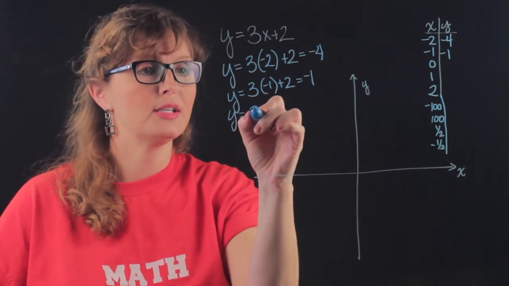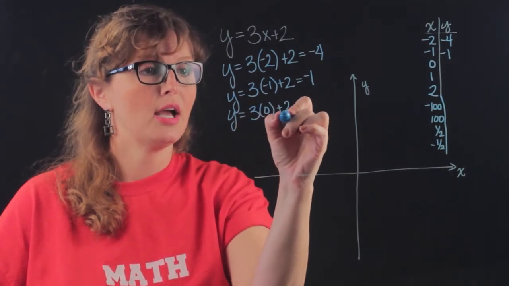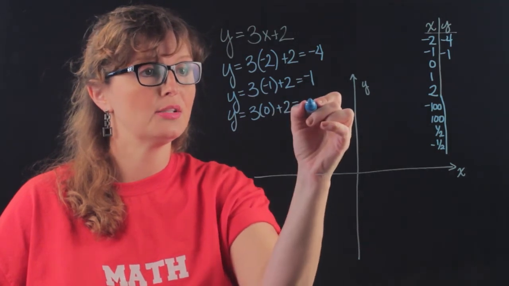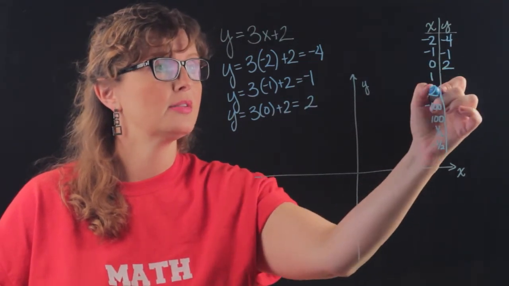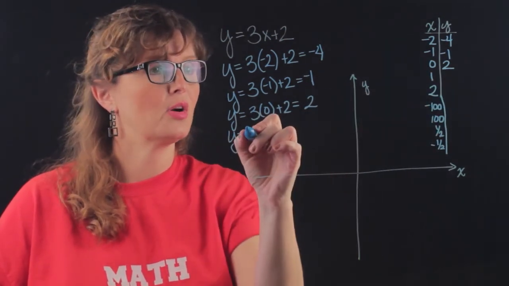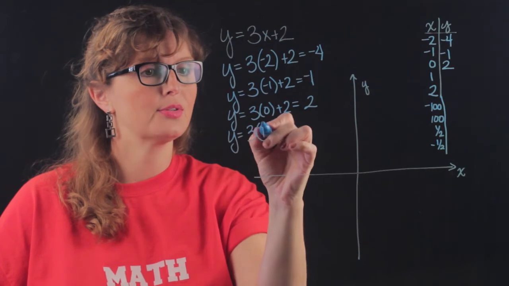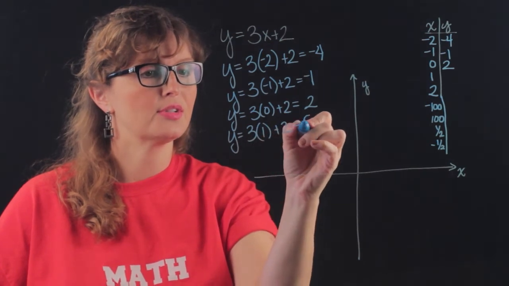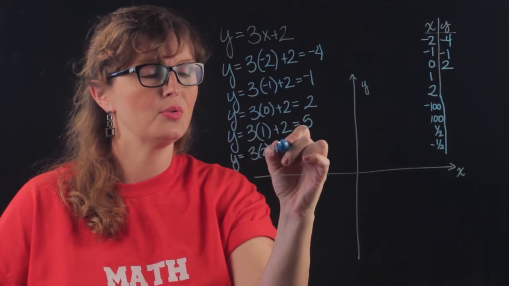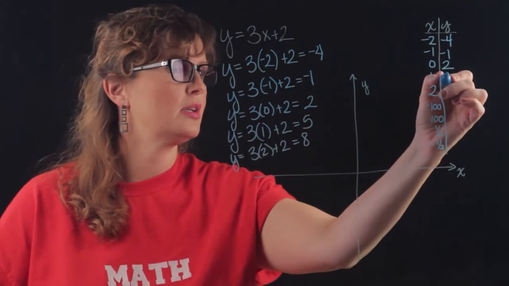And then we plug in 0. Now you might notice that this is a linear equation, so we really only need 2 of these. But since we started out with all 5 of those, we're going to go ahead and crank them out. So this gives us 5, and then 3 times 2 plus 2 is 8, I believe.